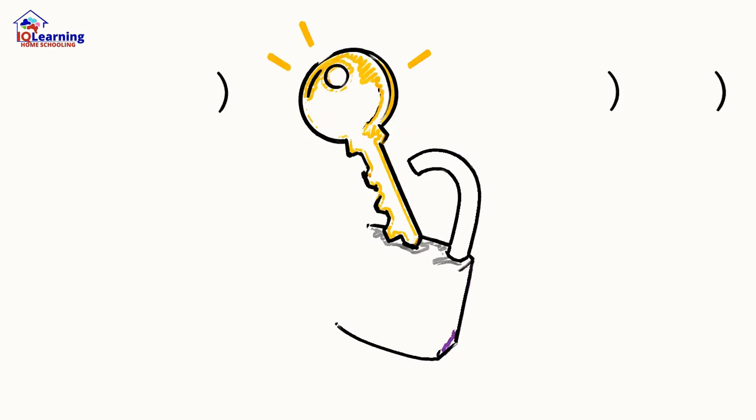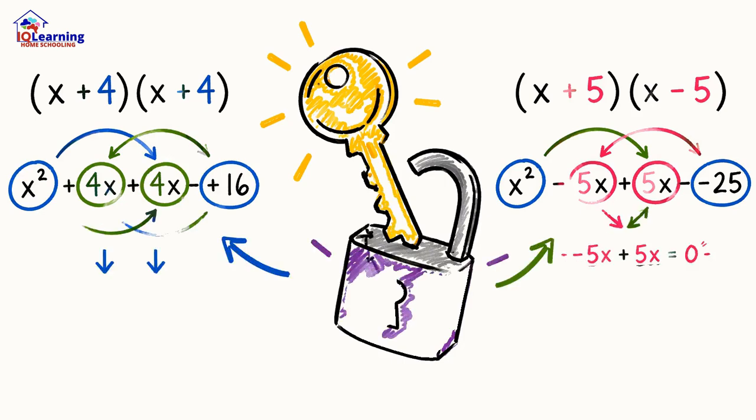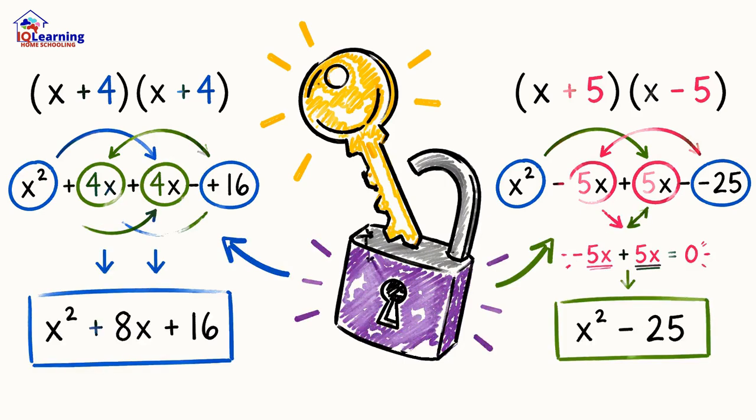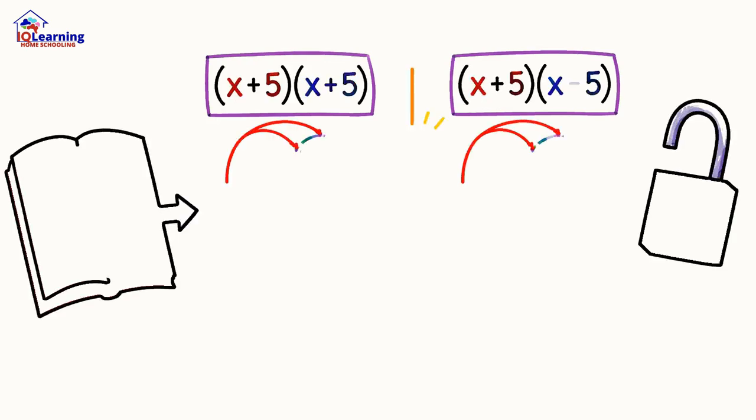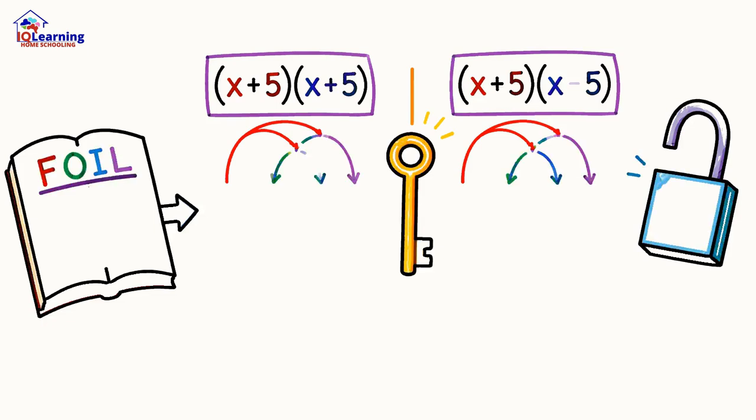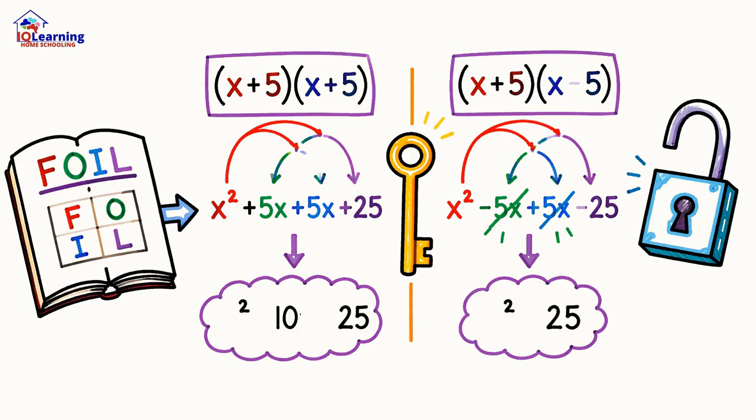This skill isn't just for exams. It's fundamental for everything from solving complex equations to modeling the area of a garden whose dimensions have changed. So start with FOIL as your reliable guide. But the real mastery comes from recognizing these patterns, when the middle term doubles and when it vanishes entirely. Get that, and you've unlocked a key piece of algebra.